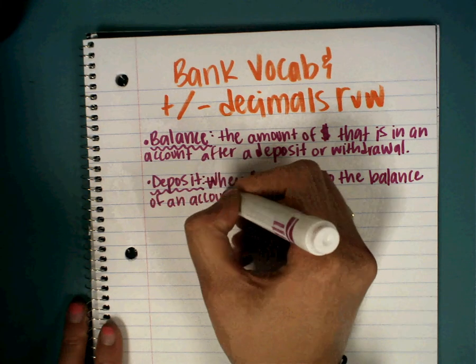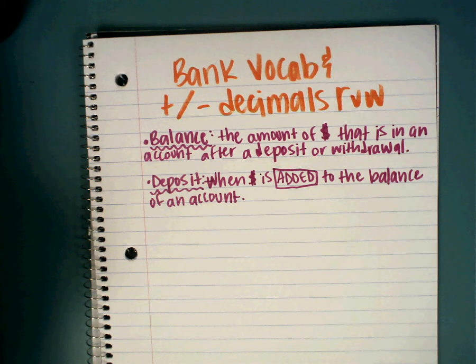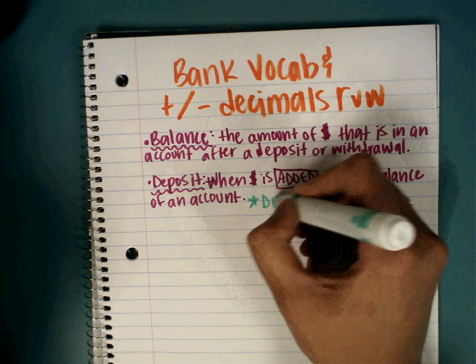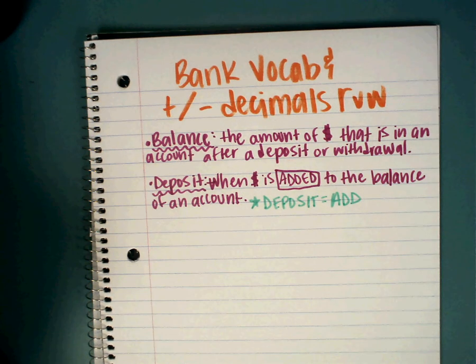All right? When money is added to the balance of an account. So whenever you see Mary deposited $423.54 into her account, you're going to be adding. So we need to make a note of that somehow. We need to say probably deposit equals add. When you see that vocabulary word, that's what it means. You know how when we see difference, it means we subtract. When we see sum, it means that we're adding. When we see product of, we're multiplying. When we see equal pieces, we know that we're usually dividing. So when you see deposit, it means add.